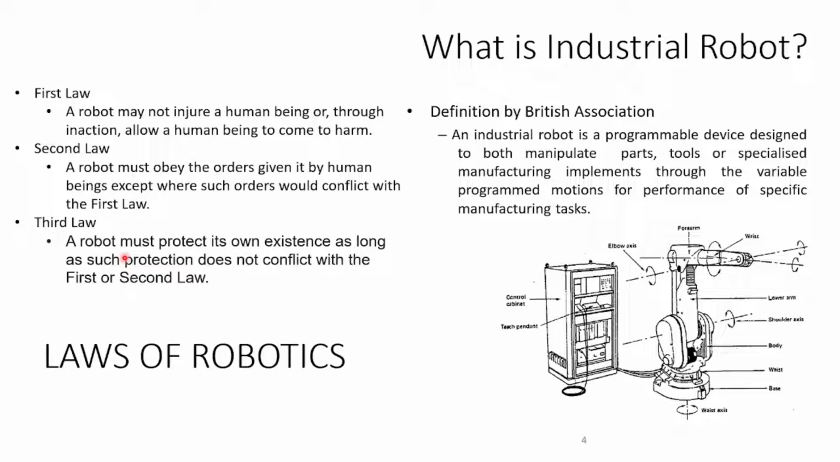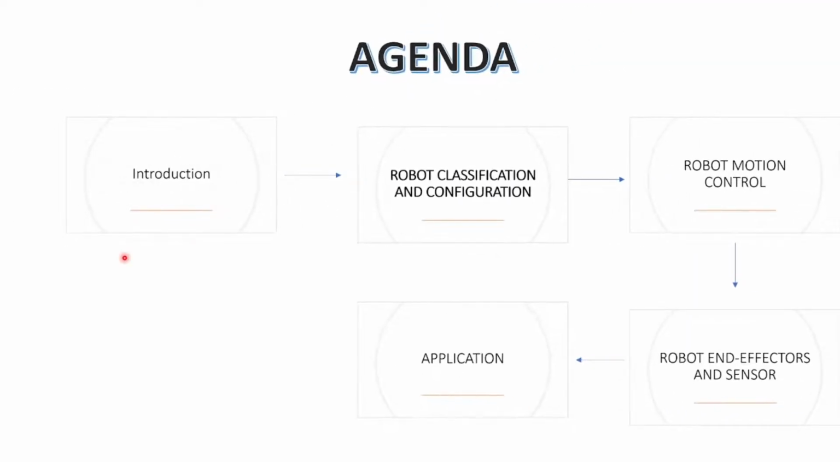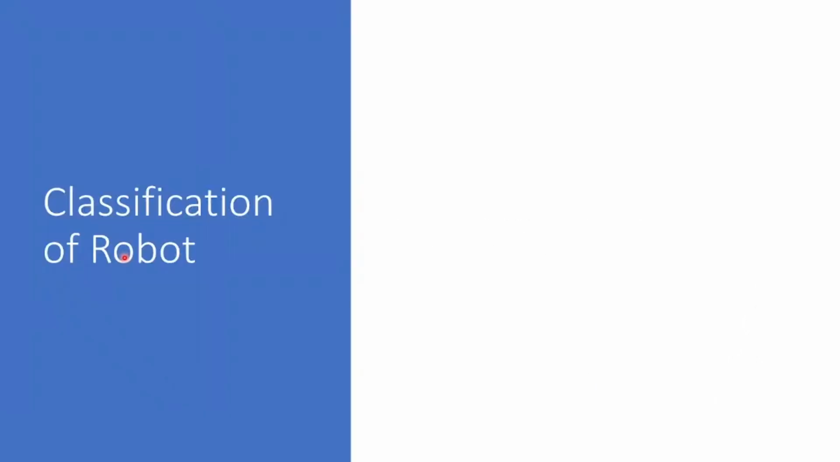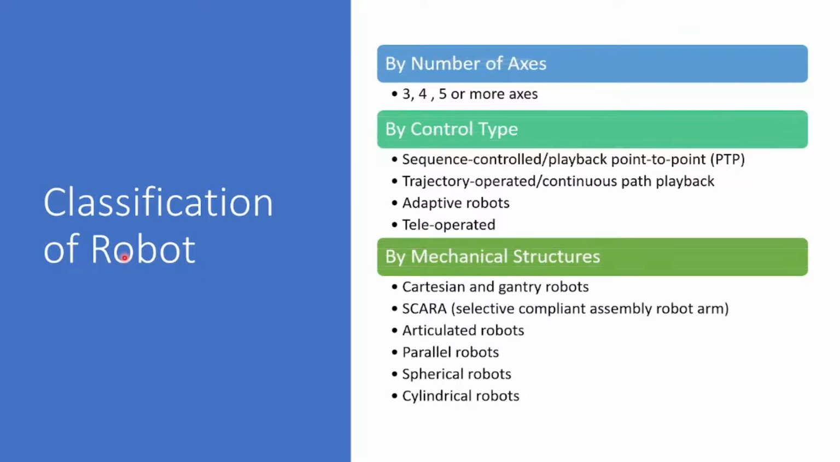So this is a brief introduction about the robot. Introduction of the robot cannot be finished in one class. That might take more than 7 to 8 hours of introduction. Let's go to the next part of the theory, which is the classification and configuration of the robot. This is very basic part of the robot, which is the classification. So how we classify the robot?